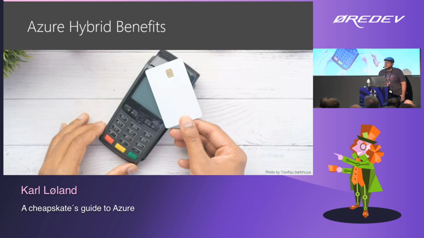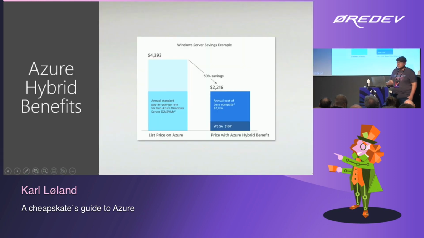So let's move on to Azure Hybrid Benefits. This is a licensing benefit that lets you use some of your on-premises licenses on Azure. As in this example here, you can save about 50% by using your existing Windows Server license on Azure. This tip might not be for everyone, but can be a large saver for those who are lifting and shifting their on-prem data center to Azure.